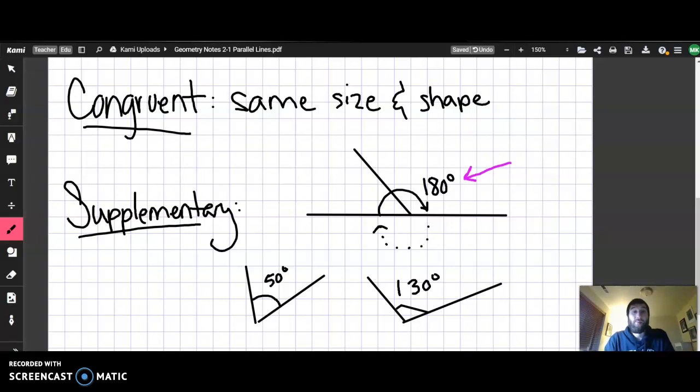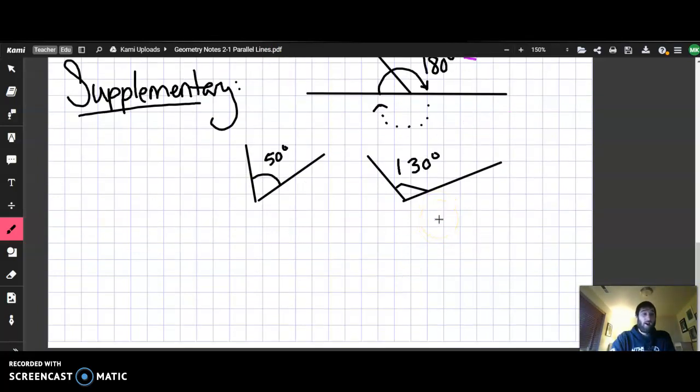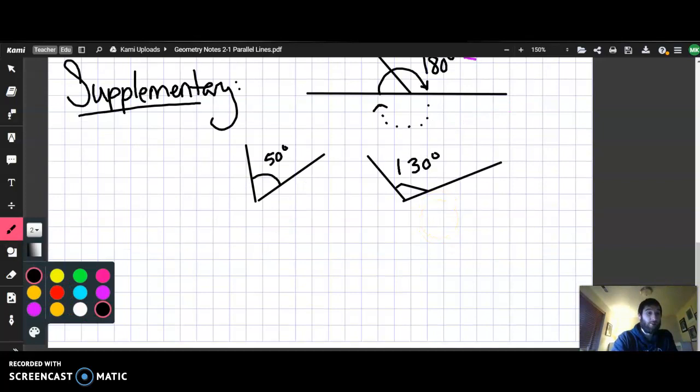But the key piece to take away here is that it is an example of supplementary angles because they add up to 180 degrees. Now, to use this example like I have here, another way to describe it is with the word adjacent.